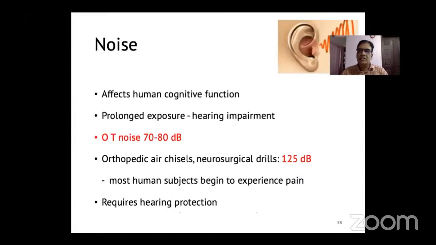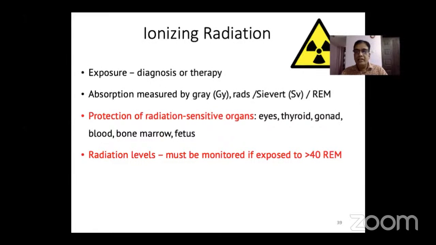Noise is another problem within the operation theater, apart from human noise, people talking too much. OT noise normally is about 70 to 80 decibels. But if surgeons are using, for example, orthopedic chisels, neurosurgical drills, and other things, the levels could go up to 125 decibels. So the human subjects can start experiencing pain, and definitely a sort of hearing protection would be required in such situations.